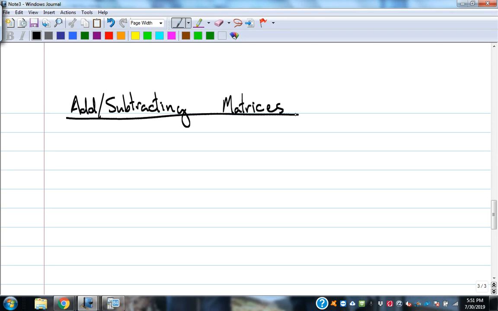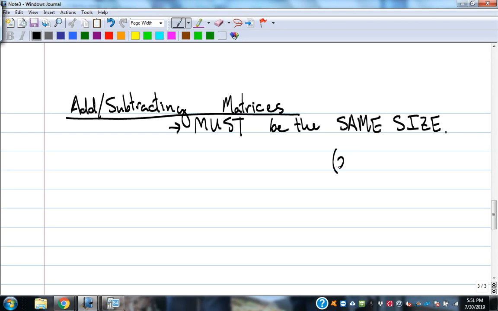Adding and subtracting matrices. When you do that, they must be the same size. That means the same number of rows and the same number of columns. So if I'm going to add two matrices together, and one of them is a 2 by 2, then the one I'm adding to it has to be a 2 by 2 as well. If they're not the same, it's not a defined operation. You can't do it. So they've got to be the same size.